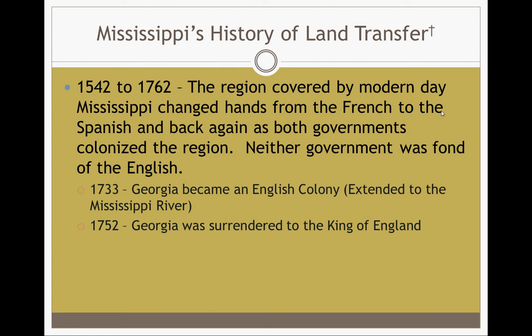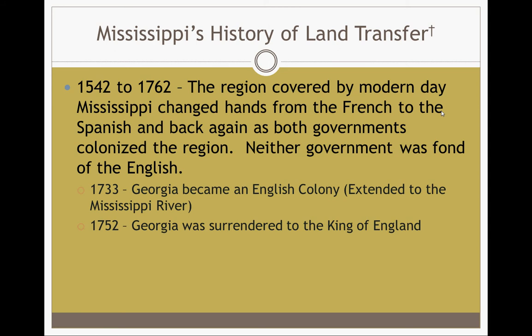In 1733, Georgia became an English colony. And what they did was they said, all right, here's Georgia, but we're going to go all the way to the Mississippi River with it. Well, there were people that already lived in the Mississippi Territory at that time that were French and Spanish. And so the British just thought they owned everything, and they went out after it and said, well, this is ours. And they tried to actually kick the Spanish and the French out of the region. Well, it didn't work out so well. There were many conflicts, including conflicts with the Indians, that caused a lot of drama.